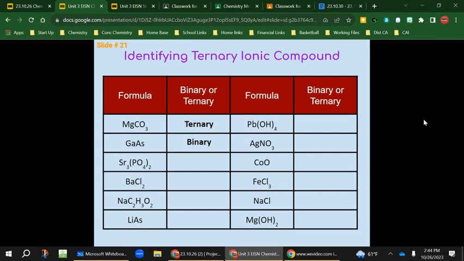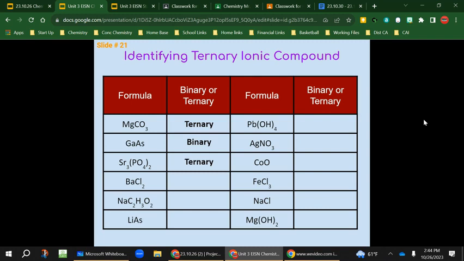Eric, Sr3(PO4)2. That's a ternary. I don't know how you say it. Ternary. Yes. Ternary. It's a poly. Ternary. Okay. That's three. Okay, it's a ternary. I'm agreeing with you.